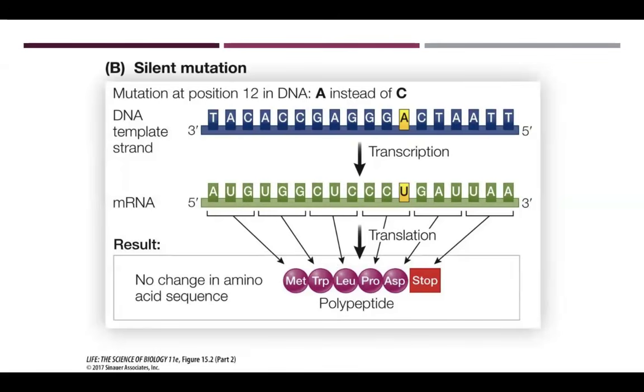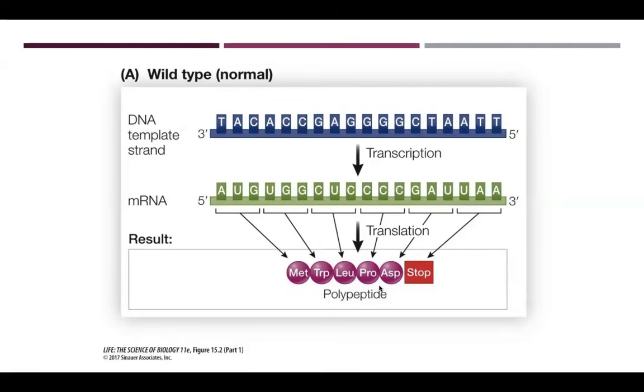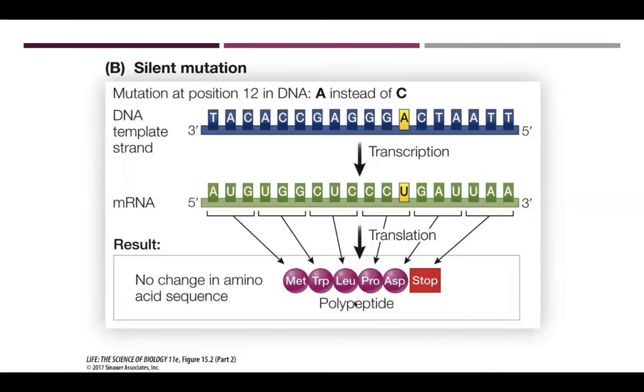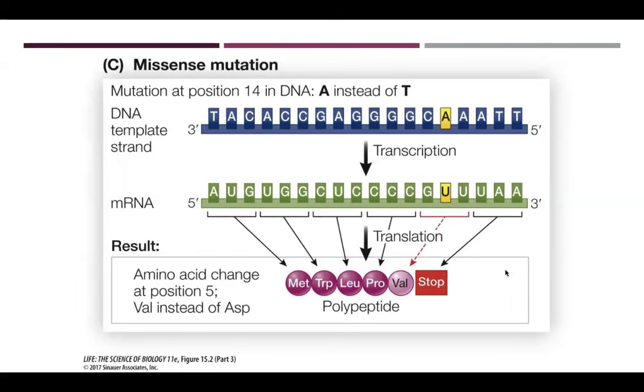However, there are cases where you can have different combinations of bases still code for the same amino acid. So in this case, for proline, CCC. The combination of three C's makes proline. So three cytosines make proline. However, CCU can also make proline. So a silent mutation is when you change the sequence for one base, but you still don't have any changes in the amino acid sequence. The amino acid sequence still remains the same.